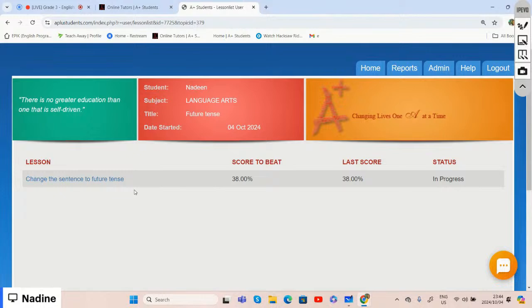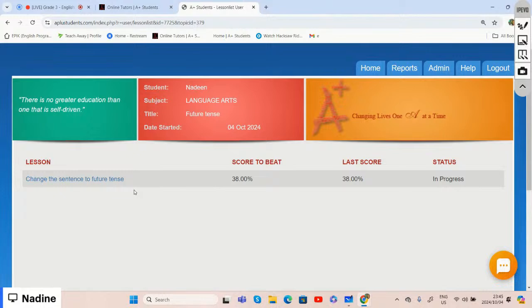All right. And we can say that in order for us to change the sentence to a future tense, we're going to add the will in front of the verb. That's going to show the action.